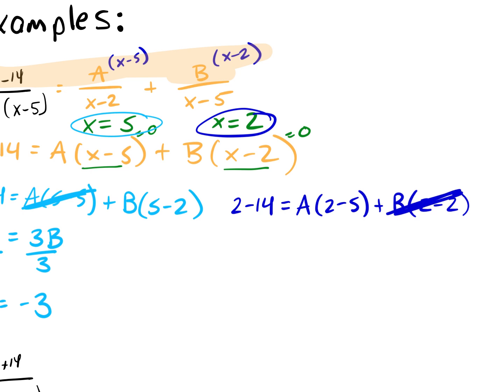So 2 minus 14 would be negative 12 is equal to 2 minus 5 is negative 3 times A. We're solving for A, so we're going to divide both sides by negative 3. So A is equal to 4. Any questions so far?